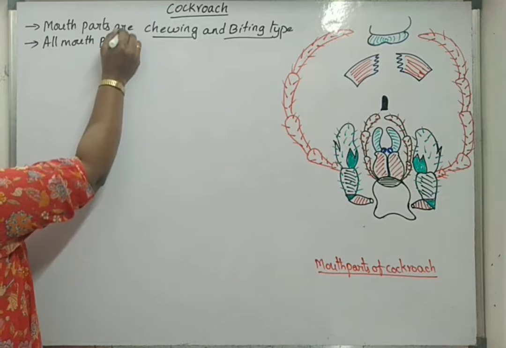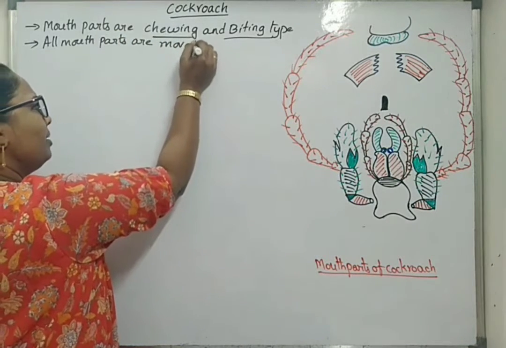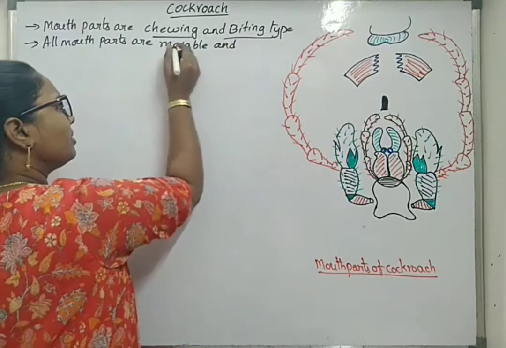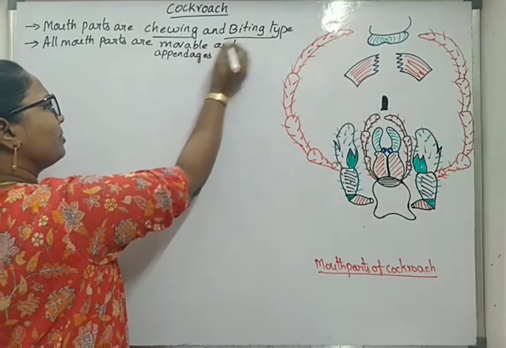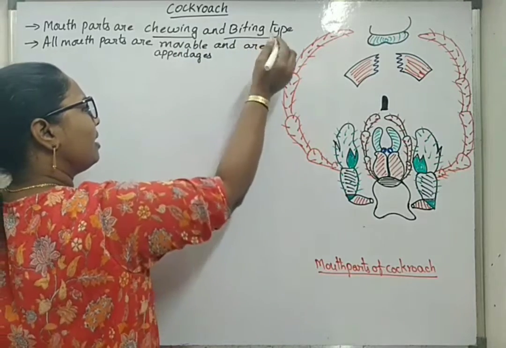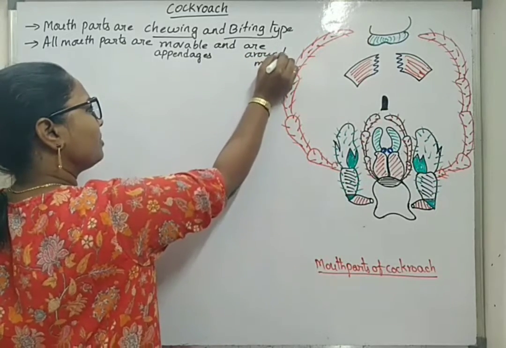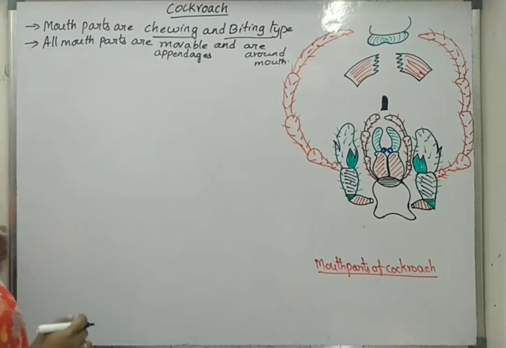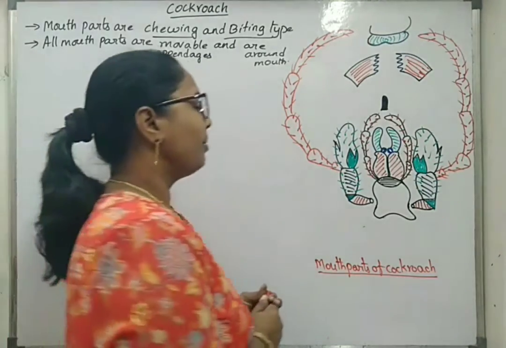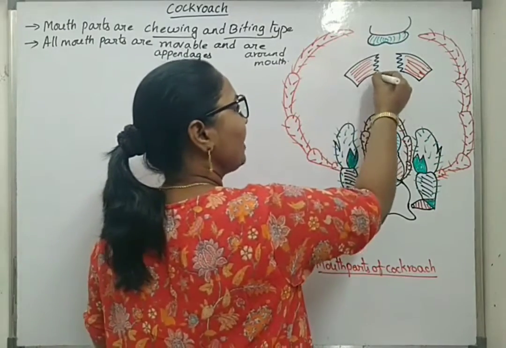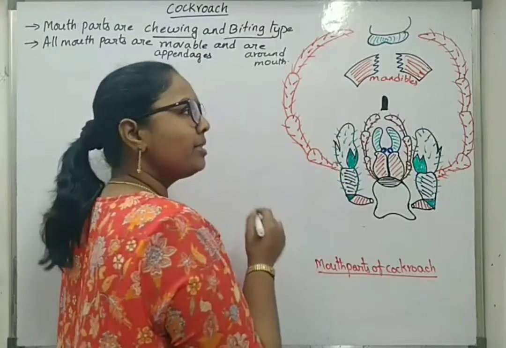All mouth parts are movable. We'll write movable appendages and are around mouth. These mouth parts bear one pair of mandibles. Mandibles are 2 in number.